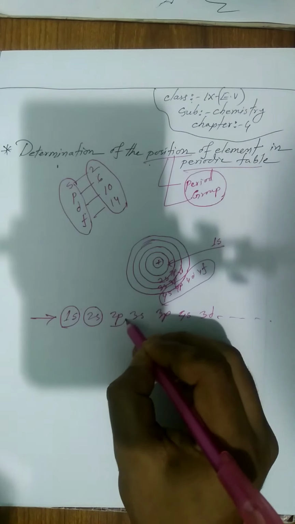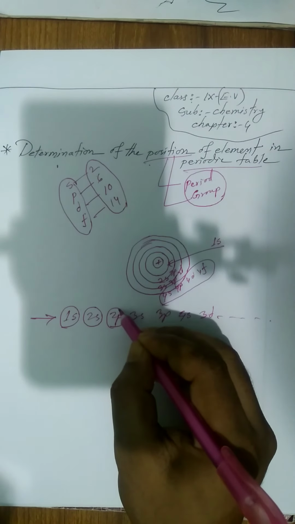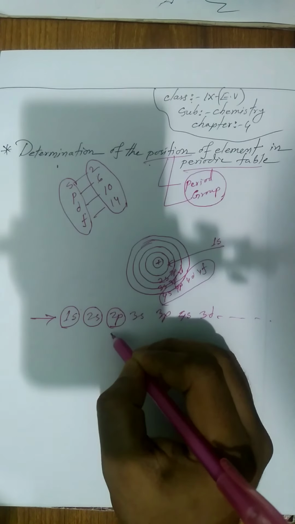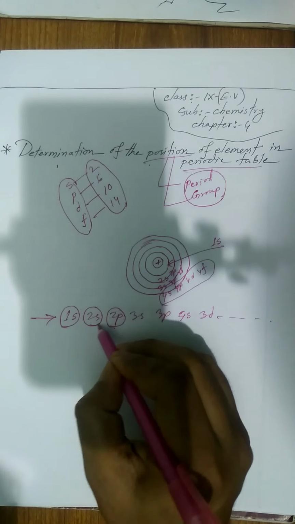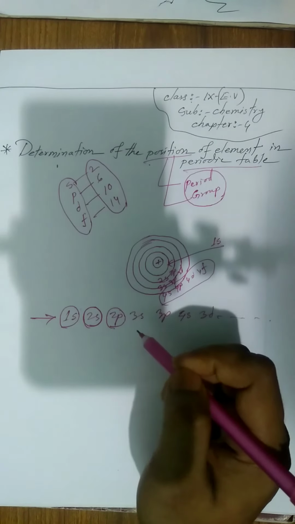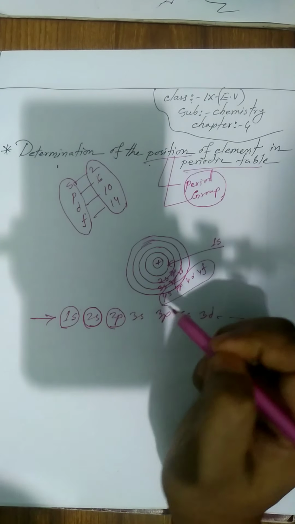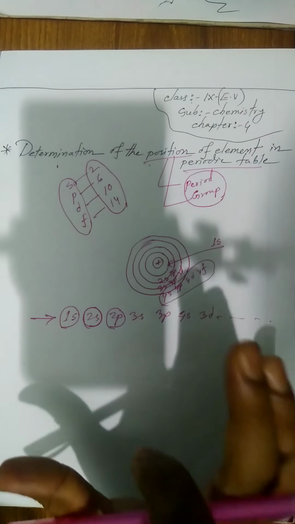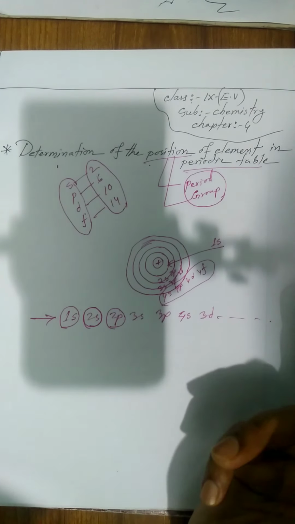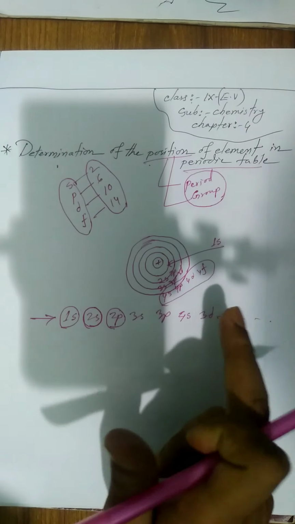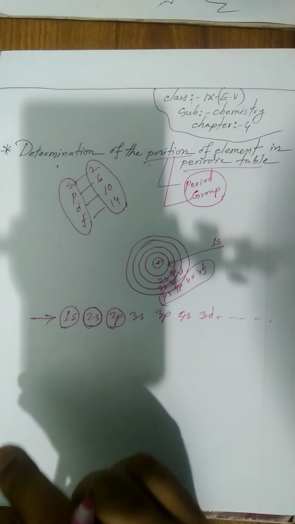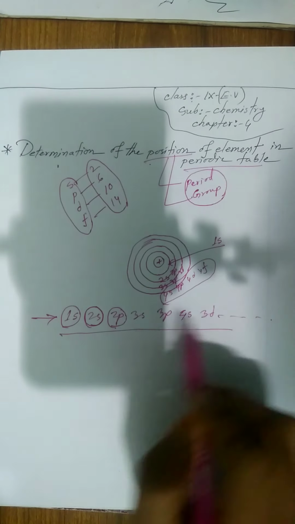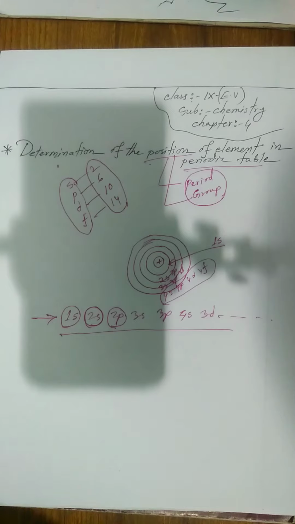Similarly, in the 2p orbitals you cannot put electrons until the 2s orbital is filled with the highest number of electrons. That means you cannot put electrons in the next orbital until the previous one is filled with the highest number of electrons. So this is the sequence of orbitals according to the Aufbau principle.